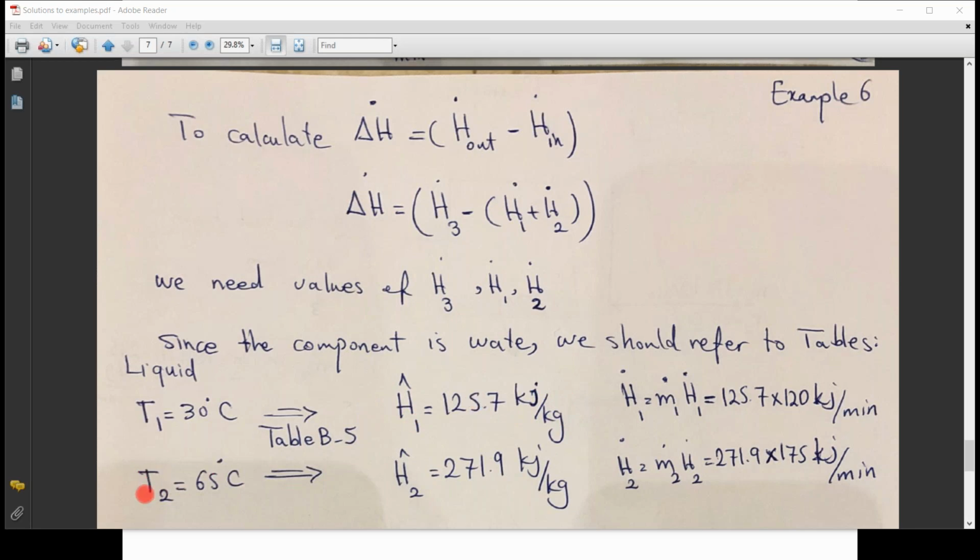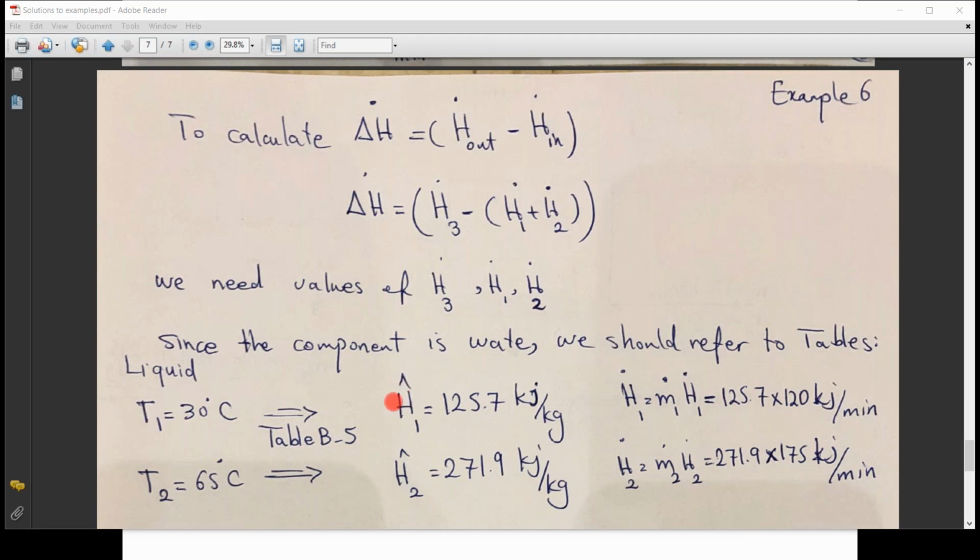The same way for stream 2, at 65 degree, you have to read it from the table. Please pause the video here, go to table B5, search a specific enthalpy for liquid at temperature 30 and 65. And I want to be sure that you are finding this value inside the table.